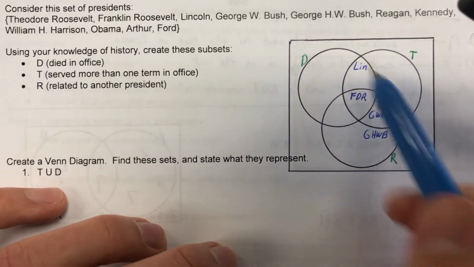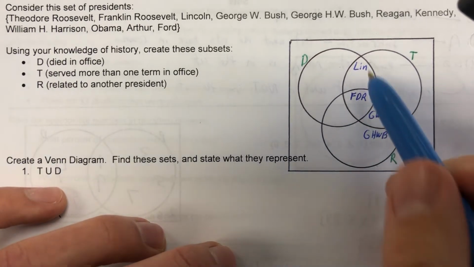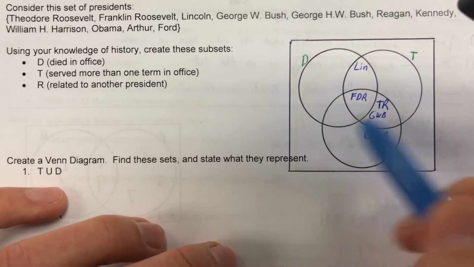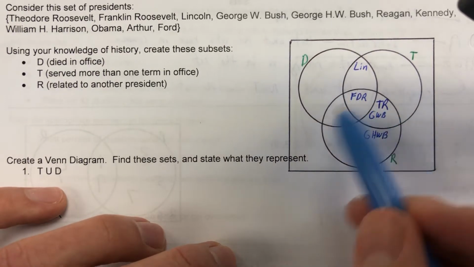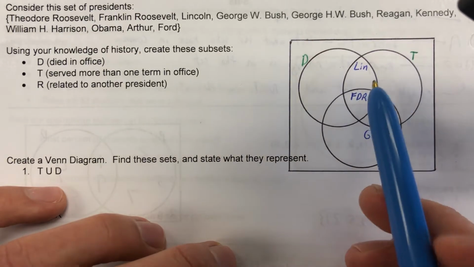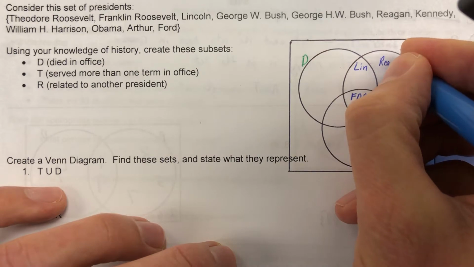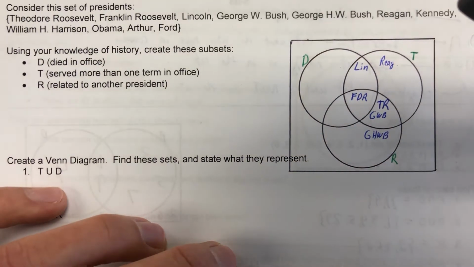He came close. They would be assassin, but anyway, came close. Ronald Reagan is not here. Ronald Reagan is not related to another president. Ronald Reagan did serve more than one term, so therefore he doesn't belong in this circle or this circle. There we go. So Reagan is here.